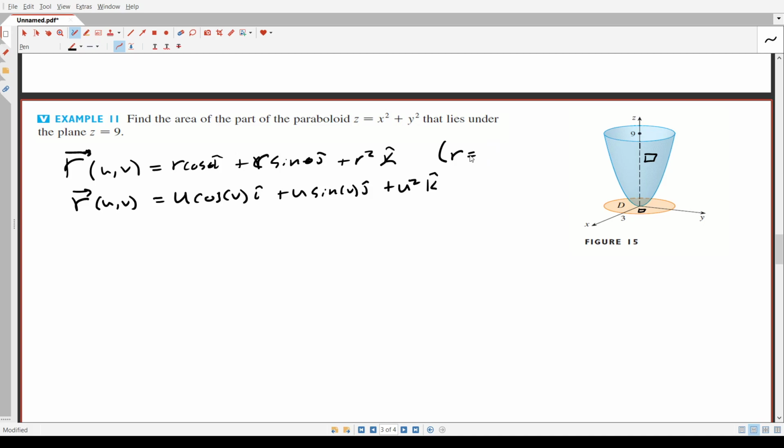So I saw the x squared and y squared, and that makes me think polar coordinates, where r equals u and theta equals v. The other thing that makes me think polar coordinates is that it says it lies under the plane z equals 9. So if z equals 9, that means that x squared plus y squared equals 9. And I'm going to be interested in all of the xy values that are inside of this region. So it's describing this circle right here. Again, a circle, I should think this is going to be easier in polar coordinates.